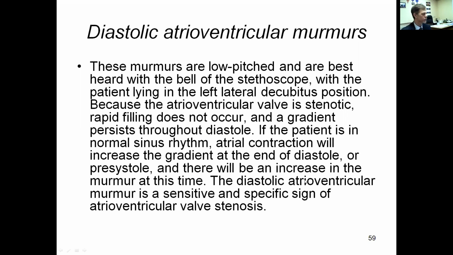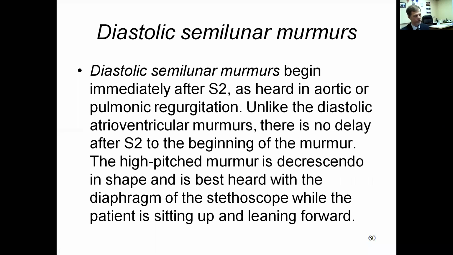So what are we talking about? The intensity of this murmur is higher at the beginning of diastole because the pressure between atriums and ventricles is high at the beginning of diastole. Then it decreases. But at the end of diastole, we have active filling, contraction of the atriums. Again, velocity increases, and this murmur increases again. So decrease, increase. This is the diastolic atrioventricular murmur, a sensitive, specific sign of atrioventricular valve stenosis.